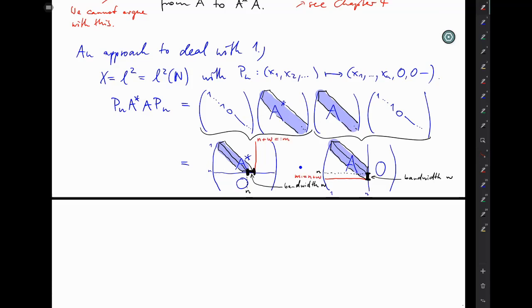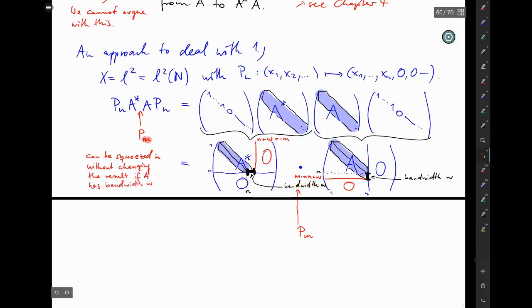And then what I'm saying here is that we could simply squeeze another cutoff Pm in here, without changing anything, because all you cut off is zeros behind this or below that line. So this Pm here can be squeezed in without changing the result, if A is a band operator with bandwidth little w. And the m that we're writing here is actually a function of n. It is n plus w.